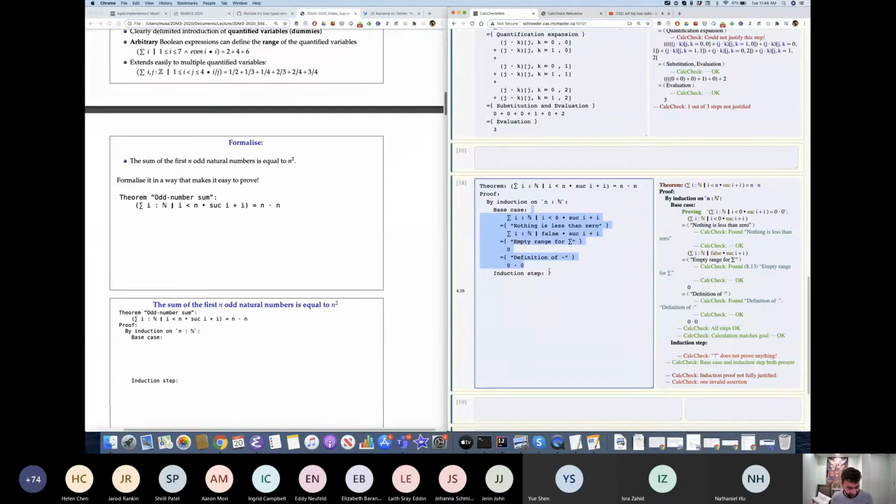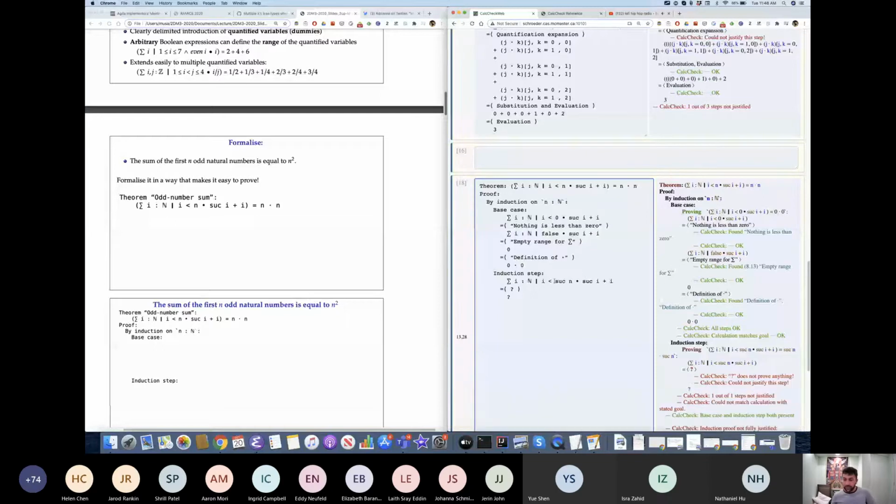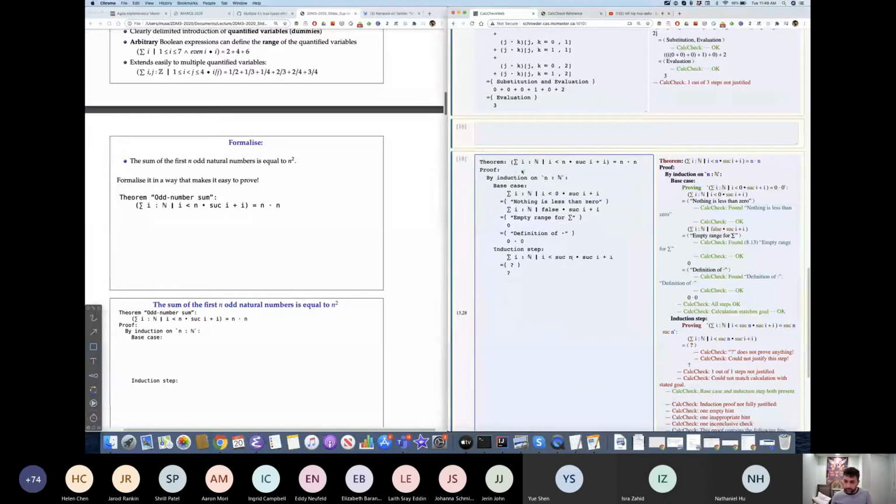So let's just copy paste this. What are we proving here? How do I fix this? Does anybody want to let me know? Somebody says replace question marks with suc n. That sounds like a good idea. Let's do that. Because we're doing induction on n, we consider the case when n is 0, and then the case when it's a successor of another number, such as n.